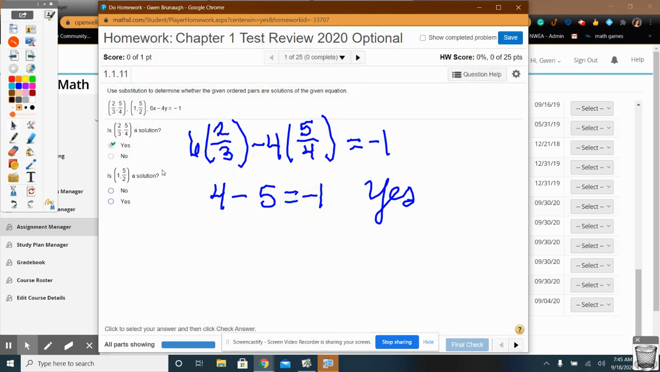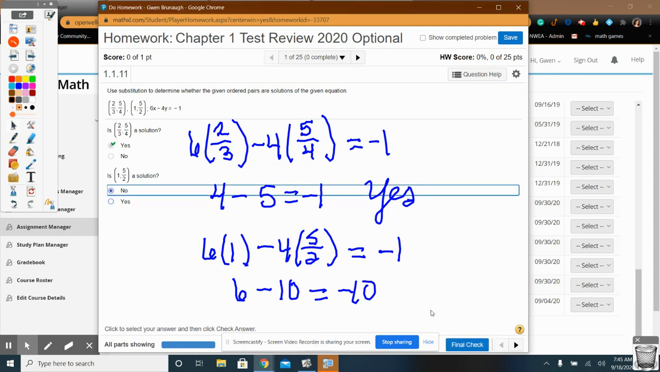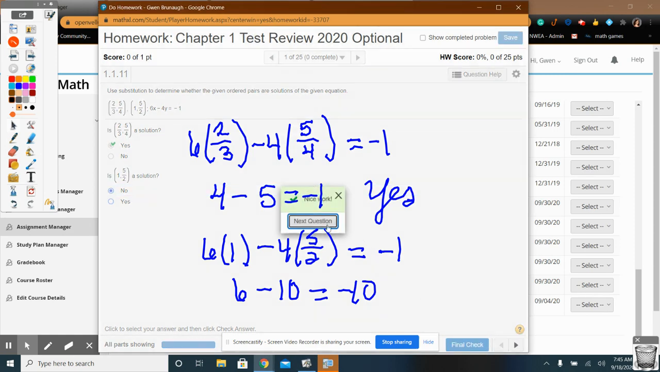And then the next one, they want us to plug in 1 and 5/2. So I have 6 times 1 minus 4 times 5/2. Does that equal -1? That would be 6 minus 4 divided by 2 is 2. 2 times 5 is 10. Does 6 minus 10 equal -1? That's a solid no. So it's not a solution. And next question.